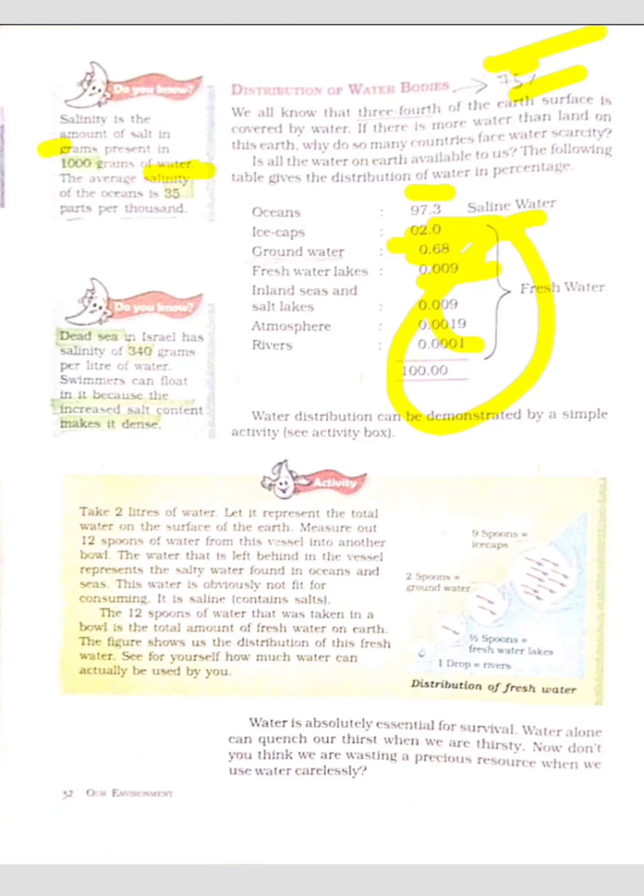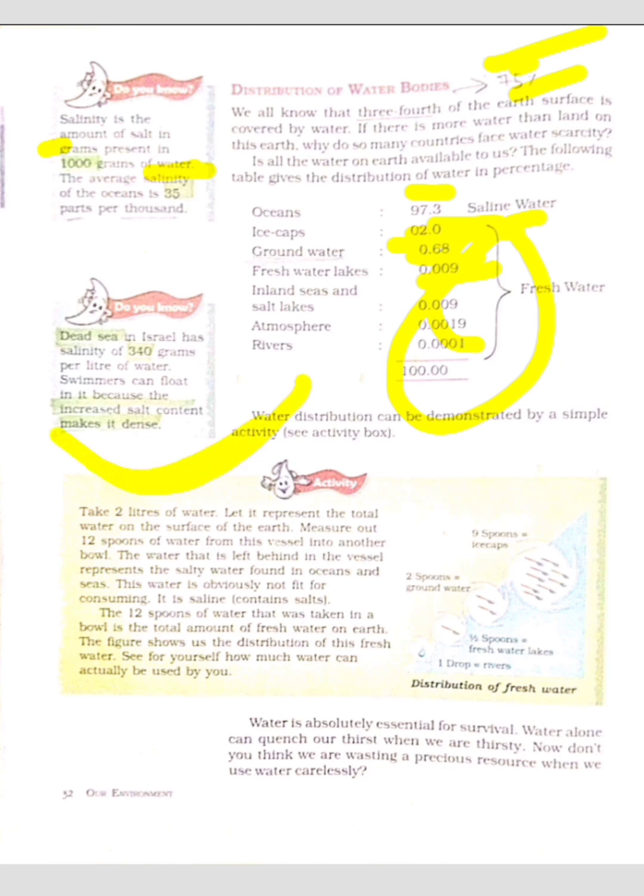And next is the Dead Sea in Israel. You may know about Israel and where it is located in the Middle East, where the Dead Sea is present, with a salinity of 340 grams per liter of water. Swimmers can float in it because the salt content is high. That's why people float. This is the reason why people are not submerged in the Dead Sea. This is present in Israel.